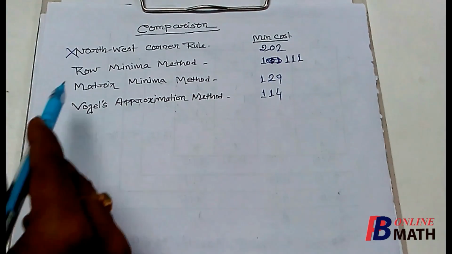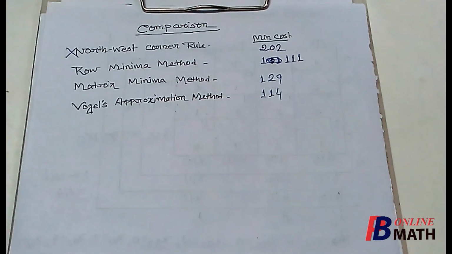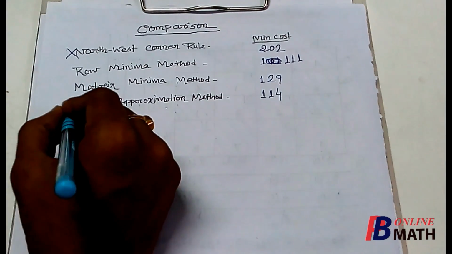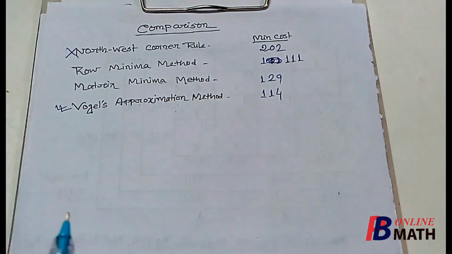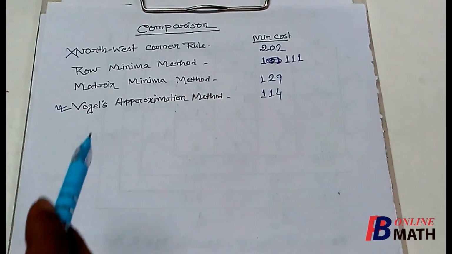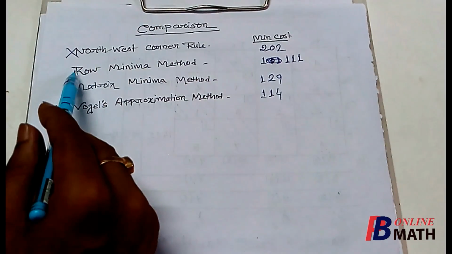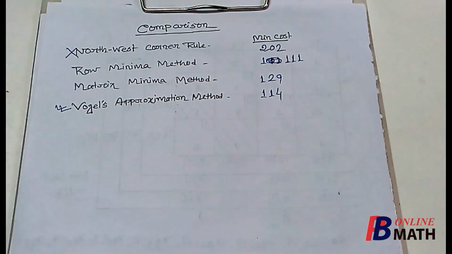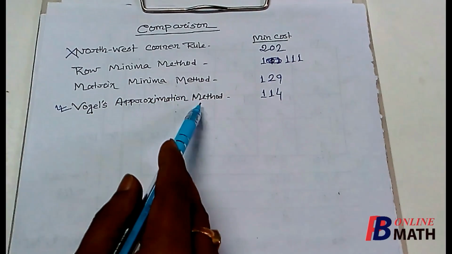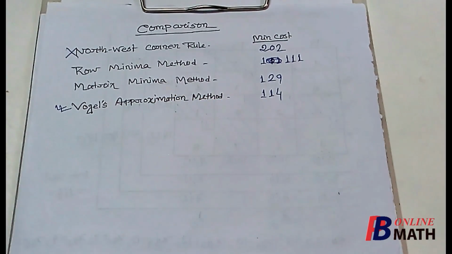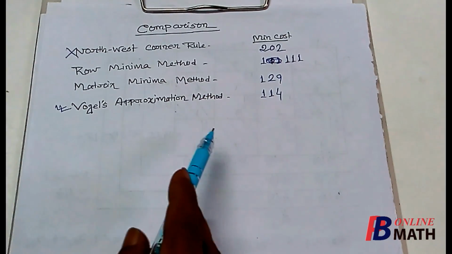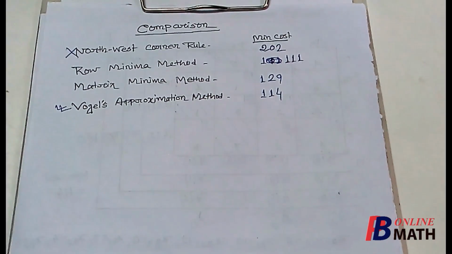We can use any one of these three methods, but practically you should use Vogel's approximation method, because in more than 90% of times this will give the best result. In this case, although we have found that this row minimum method gives the best result, but practically for more than 90% of times this Vogel's approximation method will give the best result. So remember that whenever we shall find the final optimal solution of a balanced transportation problem, we shall use Vogel's approximation method to find initial basic feasible solution, and after that we shall find the optimal solution.